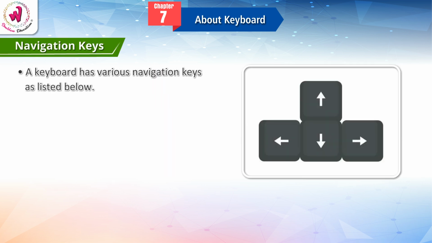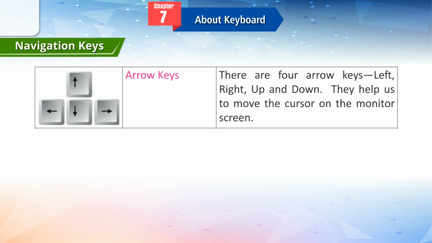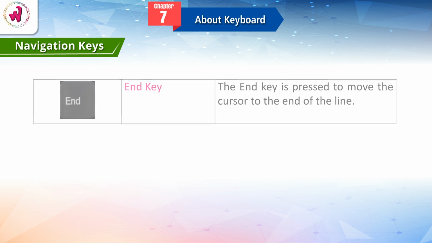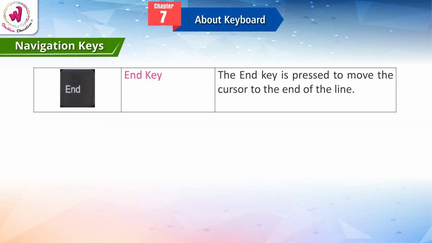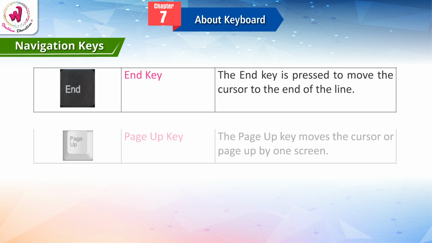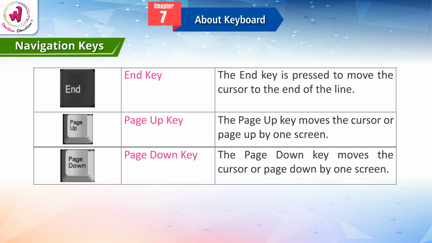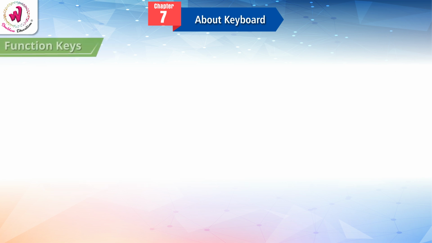Navigation keys. A keyboard has various navigation keys as listed below. Arrow keys. There are 4 arrow keys: left, right, up and down. They help us to move the cursor on the monitor screen. Home key. The home key is pressed to move the cursor to the beginning of the line. End key. The end key is pressed to move the cursor to the end of the line. Page up key. The page up key moves the cursor or page up by one screen. Page down key. The page down key moves the cursor or page down by one screen.